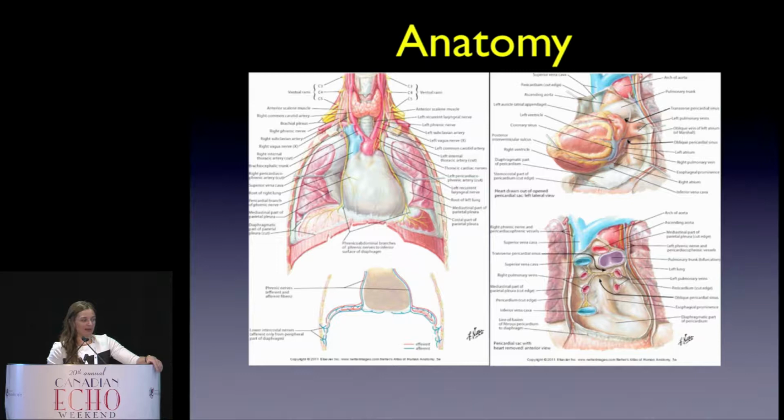So, kind of the quick and dirty of anatomy, pericardium has two layers. In between, there's approximately 10 to 50 mils of pericardial fluid, which is an ultrafiltrate of plasma. And the pericardium encases the entire heart, as well as the proximal portions of the great vessels, so the aorta, pulmonary artery, vena cava, as well as the pulmonary veins.